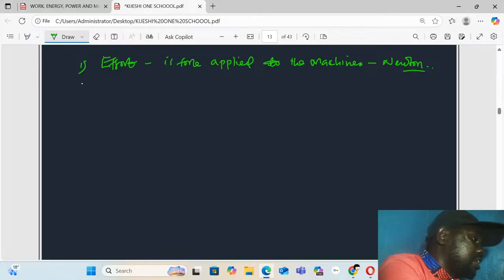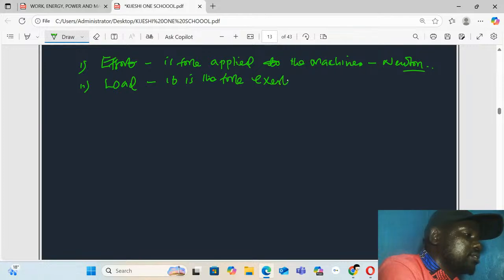Then we have number 2, the load. It is the force exerted by the machine.